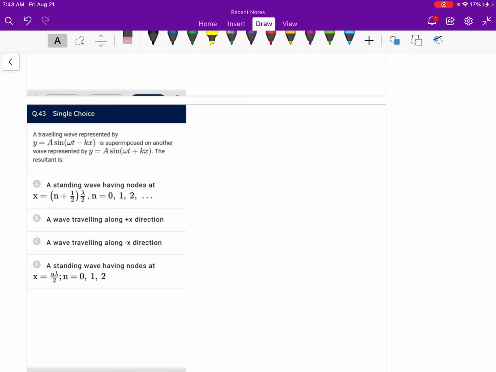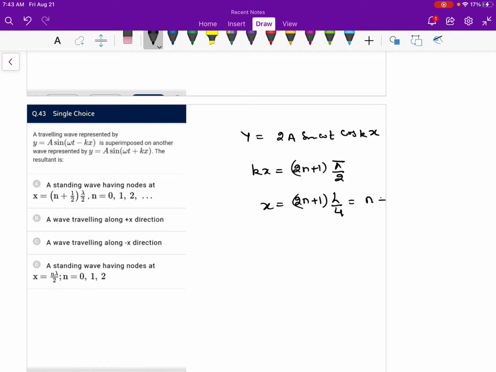A traveling wave is superimposed on another traveling wave. The resultant wave is y equals 2a sine omega t cos kx. So this is a standing wave, and nodes are at kx equals 2n minus 1 pi by 2. So x equals 2n plus 1 pi by 2k. So x equals 2n plus 1 lambda by 4, that is n plus half lambda by 2. Okay, so A is the correct option.